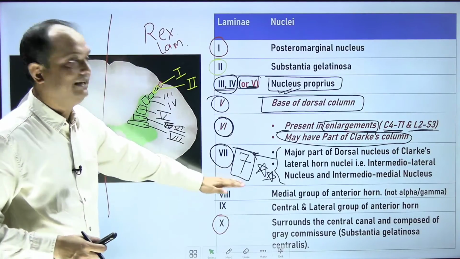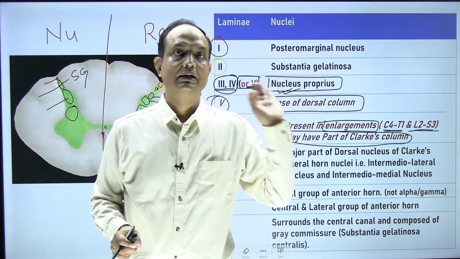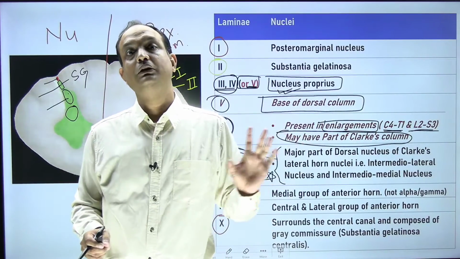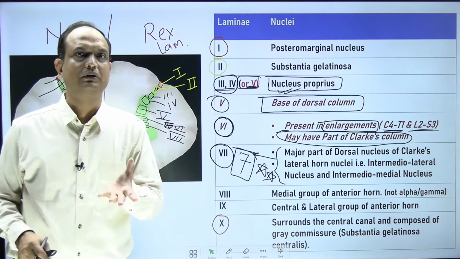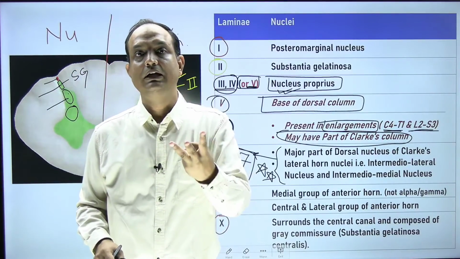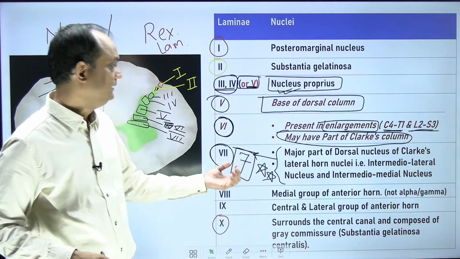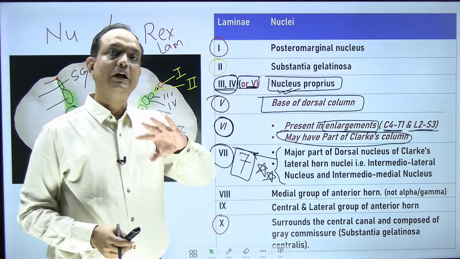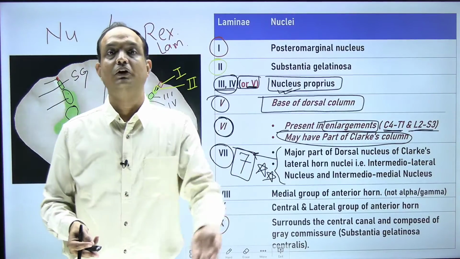So, up to 7, what we have discussed is: Rexed lamina 1 is the marginal nucleus, lamina 2 is substantia gelatinosa, laminae 3 and 4 are nucleus proprius. Now, 5 and 6 have some controversy, but Rexed lamina 7 has three nuclei: Clark's column or dorsal nucleus of Clark, plus the lateral horn nuclei, that is the intermediomedial and intermediolateral nucleus.